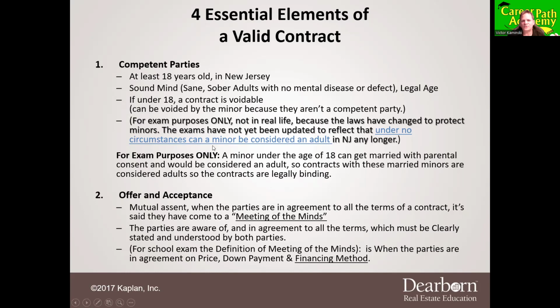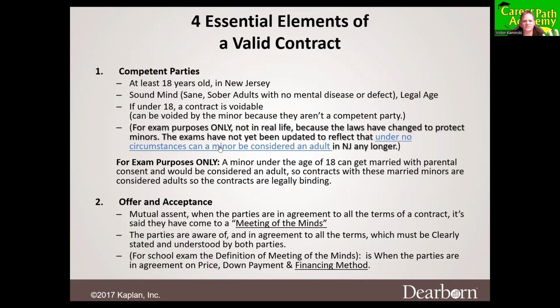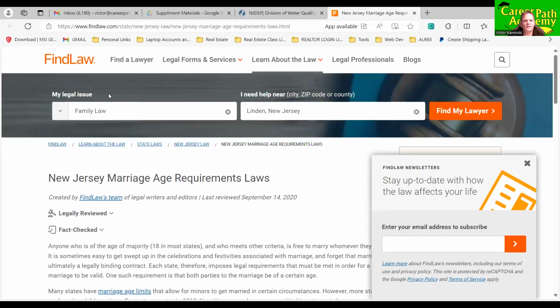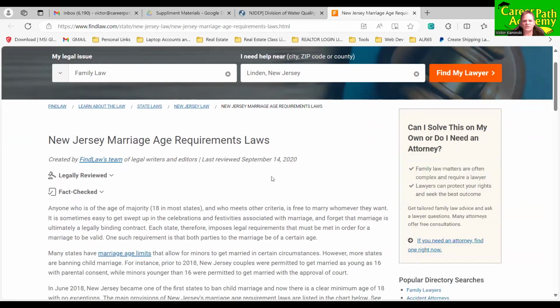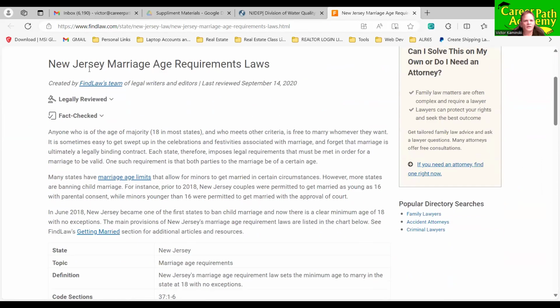Under no circumstances can a minor be considered an adult in New Jersey any longer. But because the exams have not been updated for that, look here, I'll even click on it right here. I have a link to this. Let's click on the link just to prove that it's not just me saying this. Here's a legal website, FindLaw, where they discuss all kinds of legal issues. New Jersey marriage age requirements.